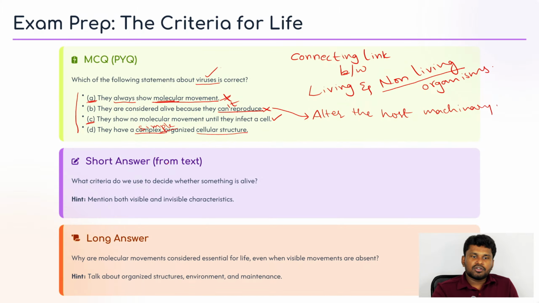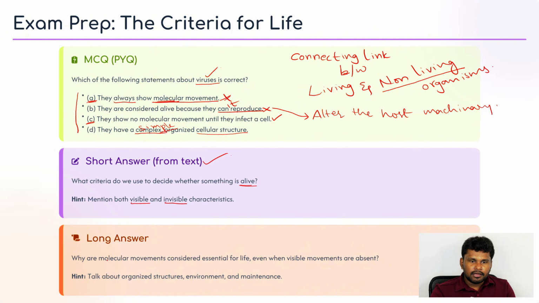And this is a short question from the textbook. Please go through this. What criteria do we use to decide whether something is alive? In the first topic we have discussed, the first slide. Okay, mention both visible and invisible characteristics, like visible movements. You have to talk about the visible movements and invisible molecular movements. Okay, this is a very short answer you can write.